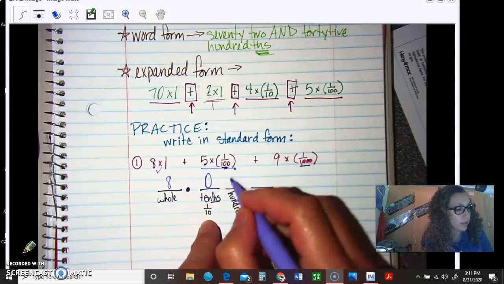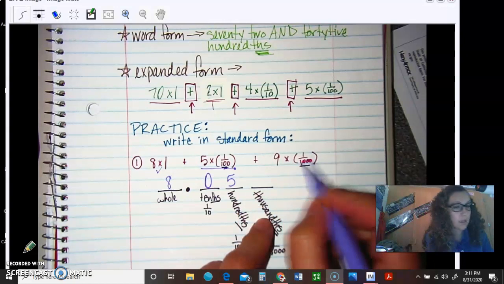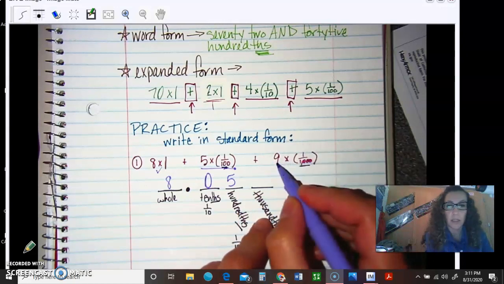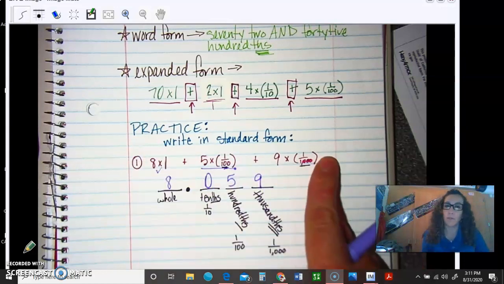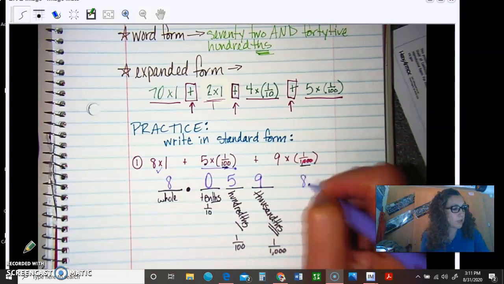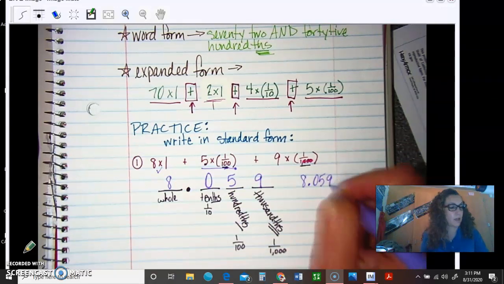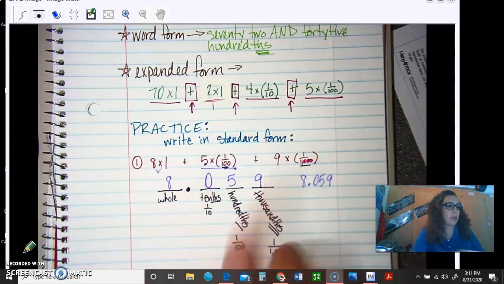Okay, so now I'm with the hundredths. It's that digit right there. See that? And now moving into the thousandths, we know it's that digit right there. So that converted into standard form is 8.059, or 8 and 59 thousandths. Okay, let's do another practice. I'm going to give you the expanded form again, and your instruction is to write it in standard form.